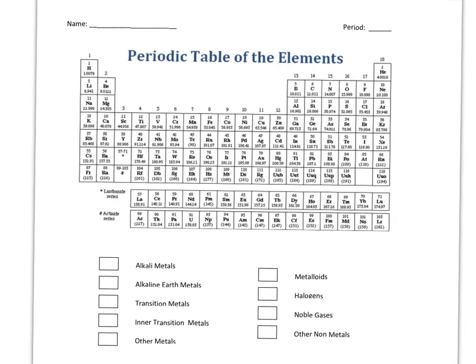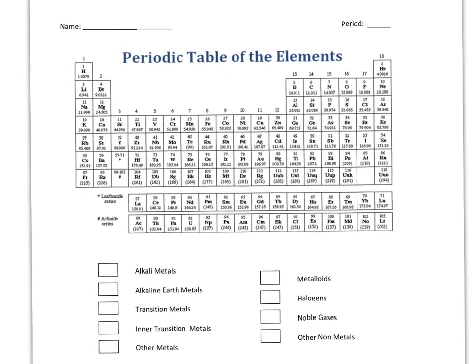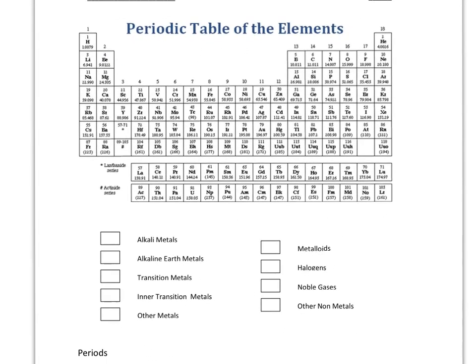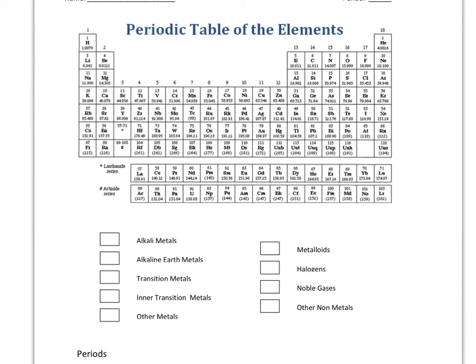So we're going to color the families of the periodic table in this video, and then in the next video we'll talk more about the properties of each of those families. We're going to start with the first family, which is the alkali metals. I'm going to do those as yellow. Make sure you color your key here.